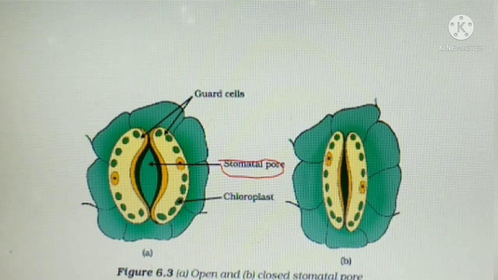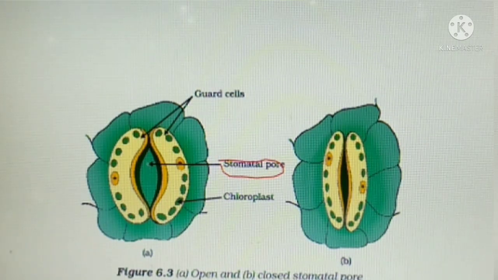For example, the plants have to take up carbon dioxide from the atmosphere, and also plants give out oxygen to the atmosphere. And at the same time, through the stomatal pore, they will give out excess water to the atmosphere. So the stomatal pore means a hole to contact with the surroundings. It helps the plants to contact with the surroundings.